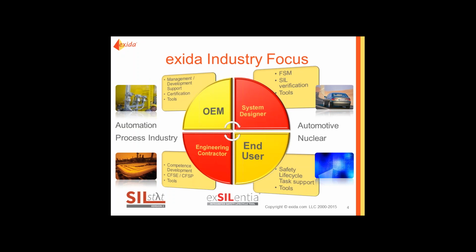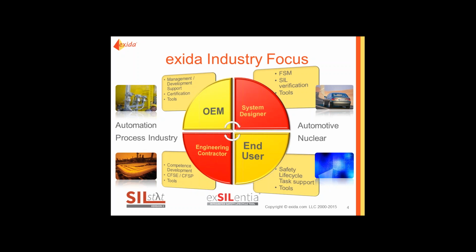And as you can see here, we work in many industries. We work in the automation industry, the process industry, automotive and nuclear. We've worked with manufacturers to help them develop and support their functional safety management systems, certifying their products, and also providing tools. We have exSILentia, which is one of the leading tools for the safety industry. From the system designer's point of view, again, functional safety management and SIL verification services, plus the tools.